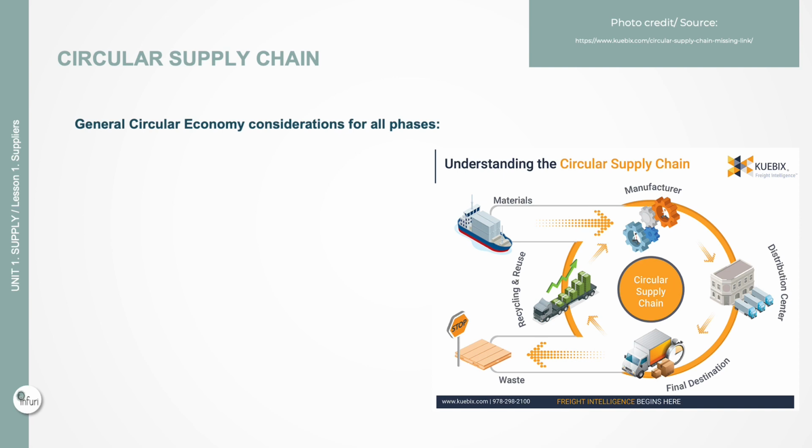Circular value chain, some general considerations. To analyze your supply chain and suppliers, take a look at the different phases with circular economy principles in mind. By taking a look at the different phases, as previously shown in the linear supply chain model, resource extraction, production, distribution, consumption, waste, circular relationship opportunities between the different steps can be identified.